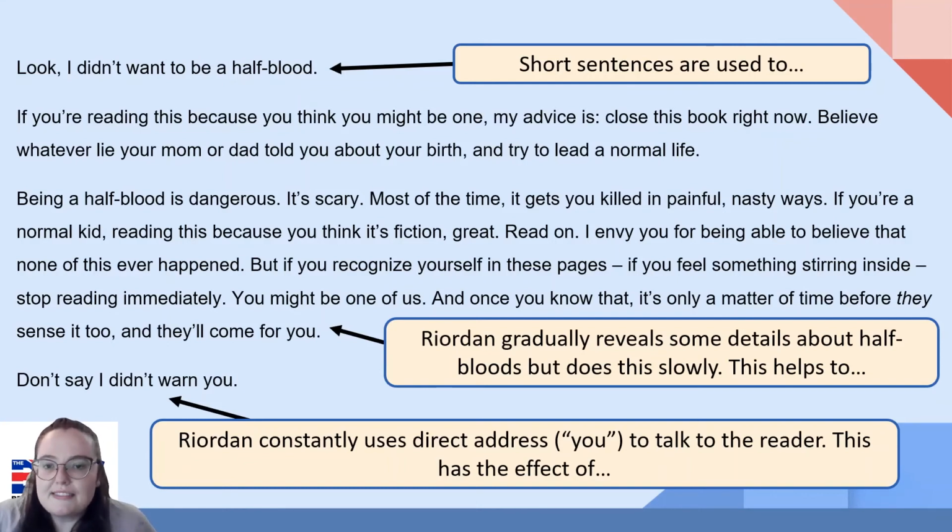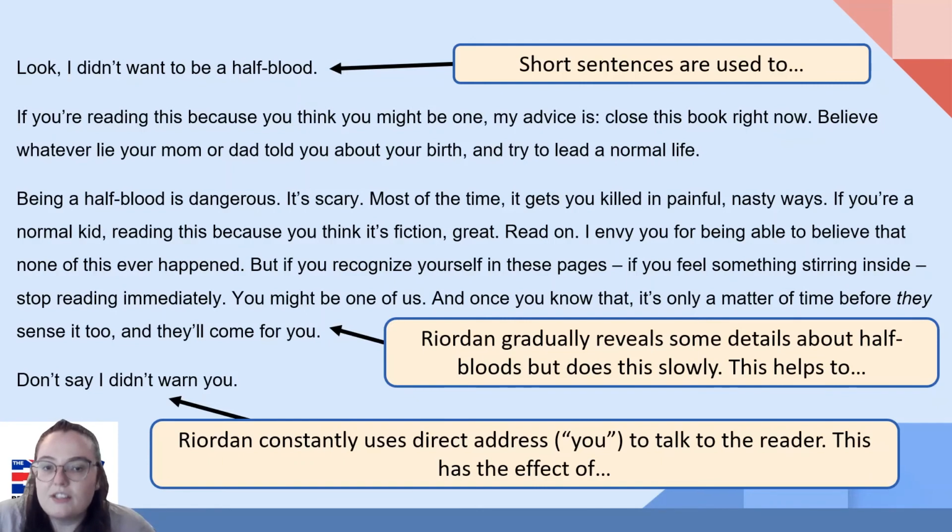So you could talk about short sentences right at the beginning. I would finish this maybe saying something like, short sentences are used to make the opening really dramatic, really effective. It means that the reader reads very quickly and reads on very quickly. Another thing you can talk about is Riordan gradually revealing the details, but doing it slowly. Then saying this helps to build up the tension in the beginning. This helps to make the reader more interested, more intrigued as to what's going on.